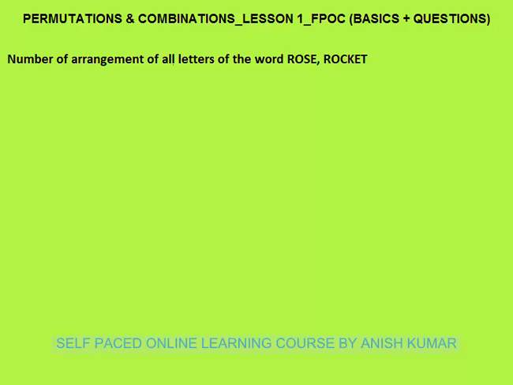Next concept is the number of arrangements of all letters of the word ROSE. These are 4 letters. We need to arrange all the letters. How many arrangements can there be? So we need to arrange 4 letters in these 4 positions.